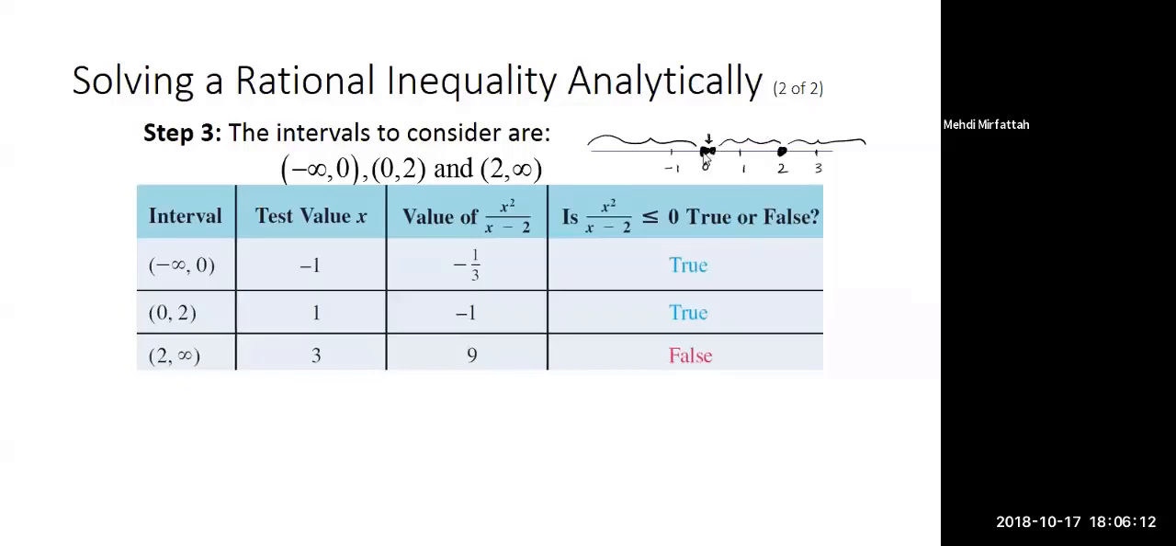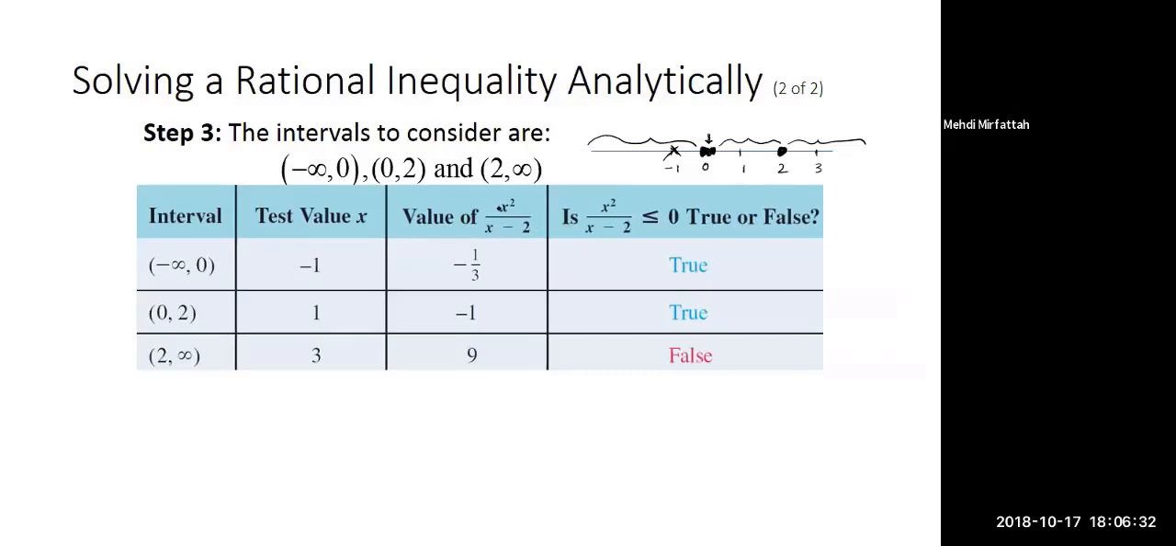Okay, so we do have these points here. We have 1, 0 here, 1, 0 here. Now we need to select some test point. From negative infinity to 0, let's pick negative 1. Plug it in your equation.